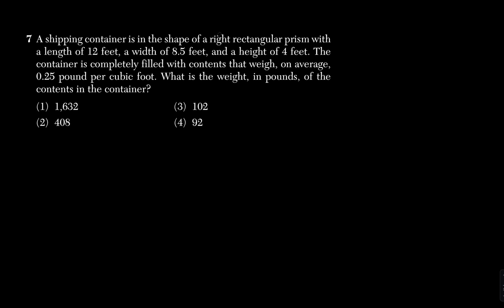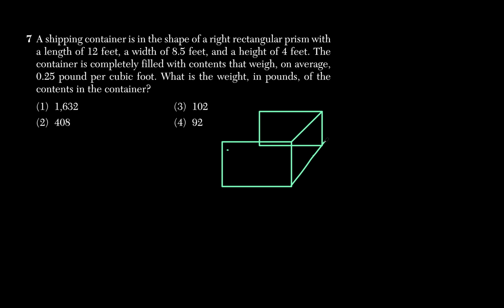Number 7. A shipping container is in the shape of a right rectangular prism. Now sometimes it might help to draw these objects. It's not necessarily always the case, but sometimes it might help. So if I drew the right rectangular prism, it's something like this. The dimensions are 12 feet by 8.5 feet by 4 feet. The container is completely filled with contents that weigh on average 0.25 pounds per cubic foot. What is the weight in pounds of the contents in the container?